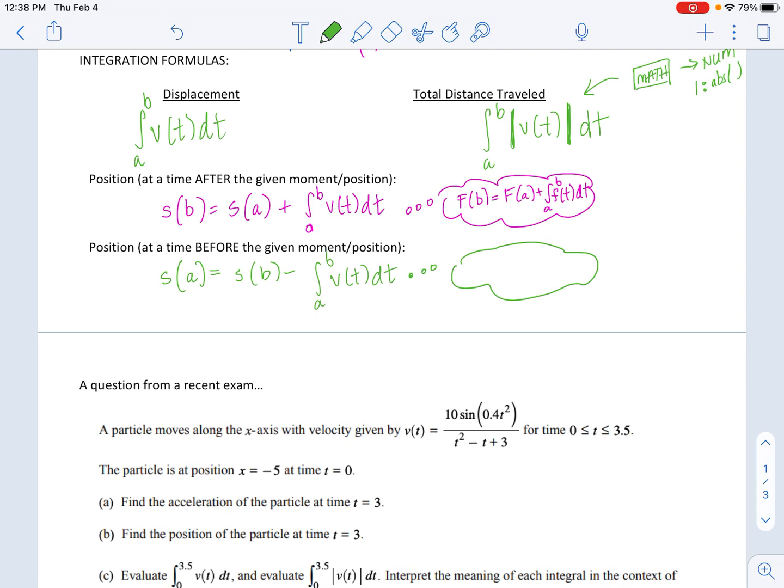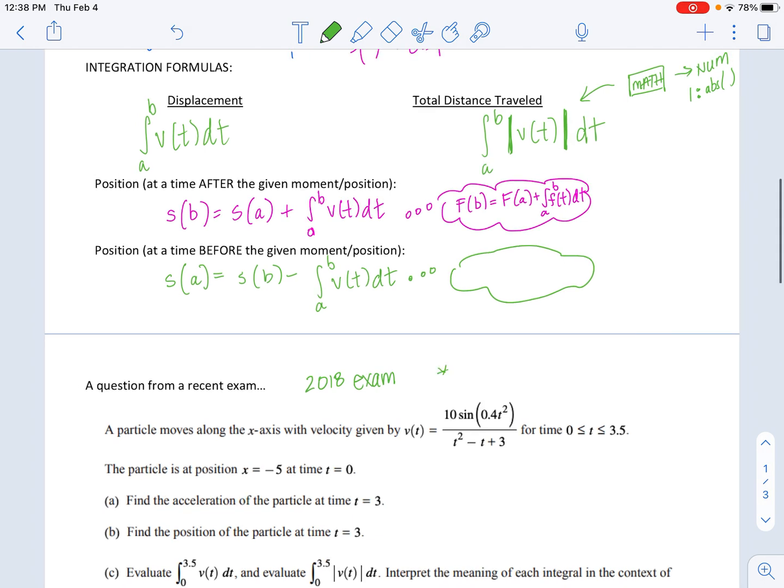What I want to do with you now, kind of having these formulas available to us, is work on an actual free response. This is from the 2018 exam. So life was normal. There was no pandemic. We took this exam in person. And this was a calculator-based question. You'll see how much we use the calculator here to do this problem.